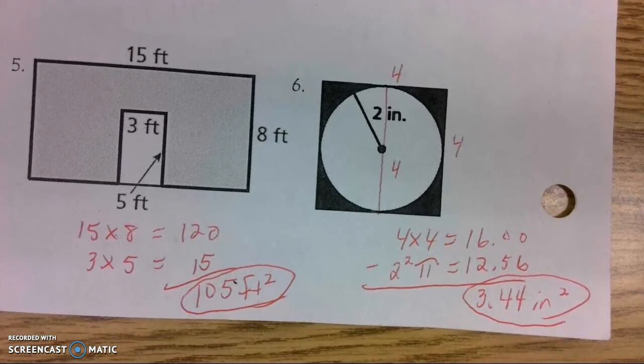But when I'm looking for the shaded region, I'm going to do the opposite. Find the area, and then I'm going to subtract.